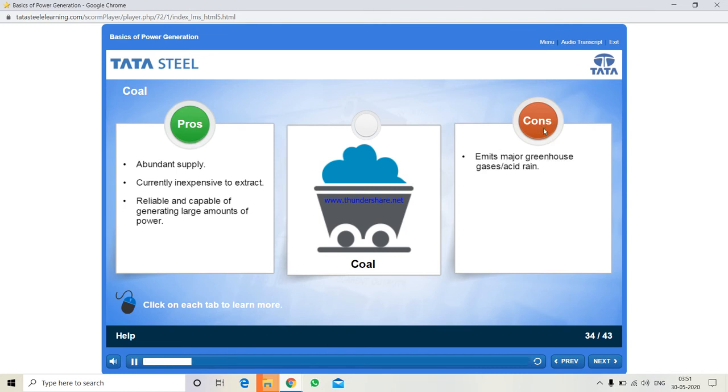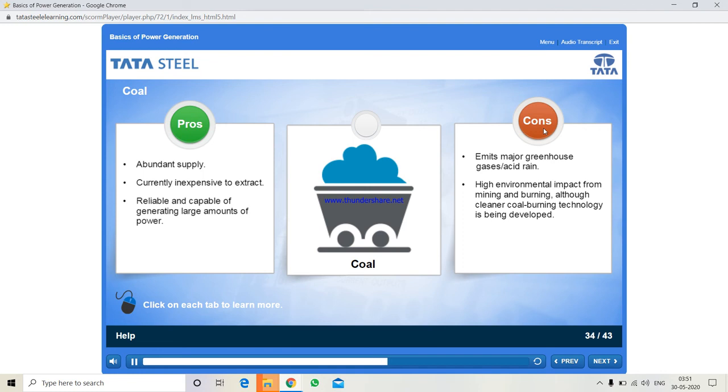Emits major greenhouse gases, acid rain, high environmental impact from mining and burning, although cleaner coal burning technology is being developed. Mining of coal is a hazardous activity.